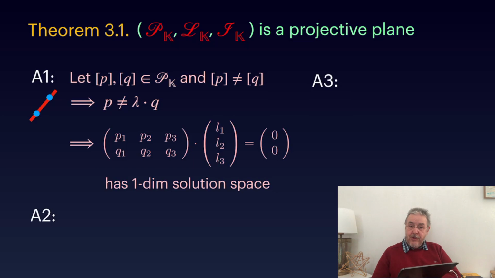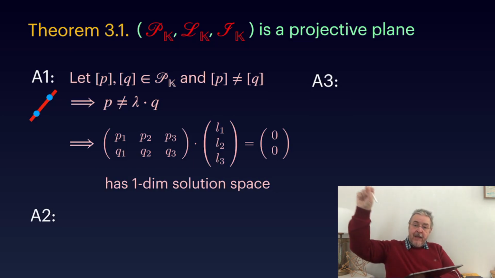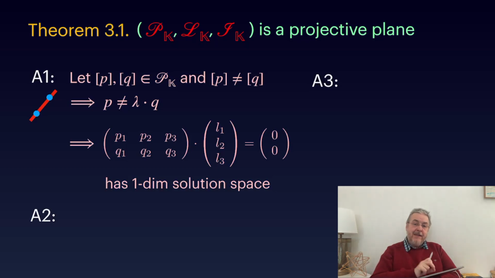A one-dimensional solution space is exactly an equivalence class in our world of lines. We have to be a little bit careful. We have to take the zero vector out of that solution space. But then this L that we get here can be taken as, well, if this here is L, then the unique line incident to both of them would be the corresponding equivalence class of L. This essentially already proves axiom 1.